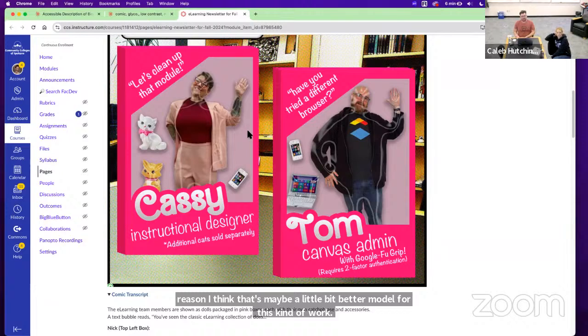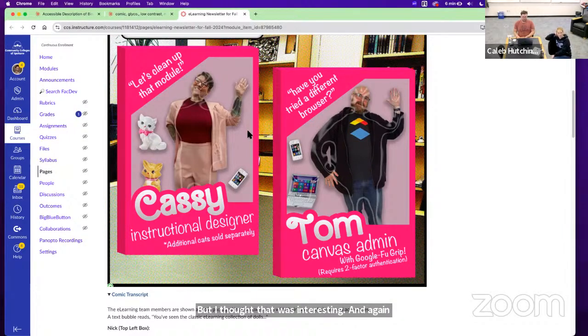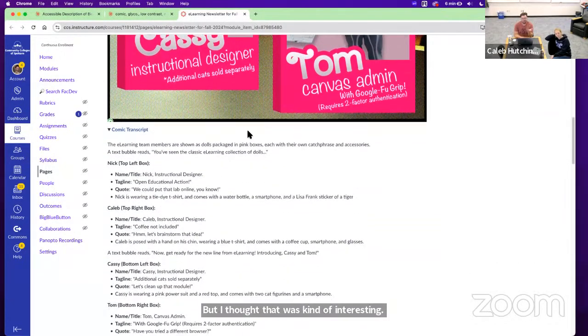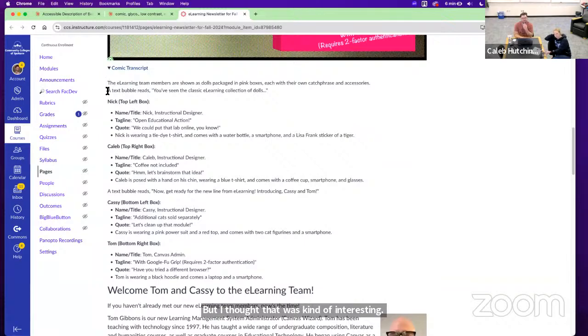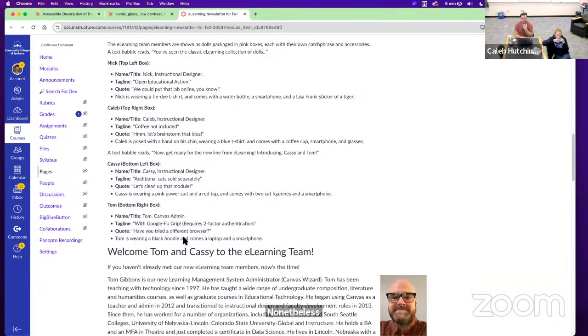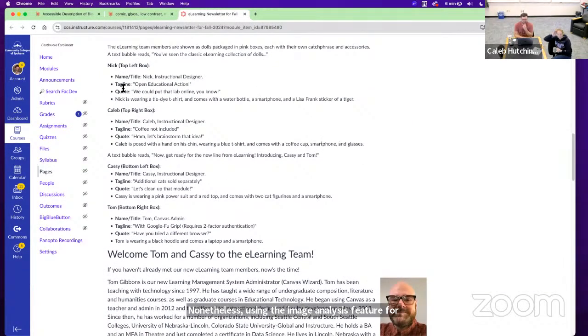And again, an issue of you can't just take the output at face value. You need to pay attention to what it's giving you. You need to judge it for accuracy and objectivity, and be careful about bias and inaccuracies. Nonetheless, using the image analysis feature for transcripts and alt text has been very helpful and a time saver for me. Is there anything else I want to get to before we run out of time?